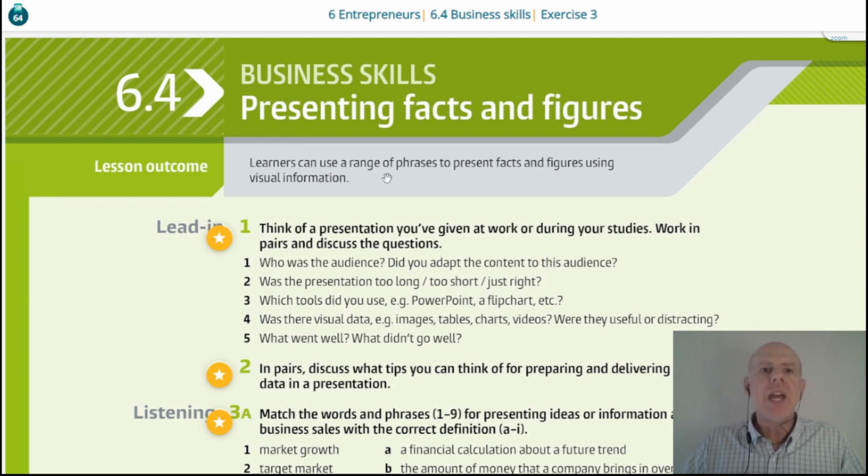Learners can use a range of phrases to present facts and figures using visual information. It's a wonderful lesson because it's very practical. If we are in a business environment, we have to attend presentations or we have to present ourselves, our work to others. And this lesson is for you if you are in a business environment.